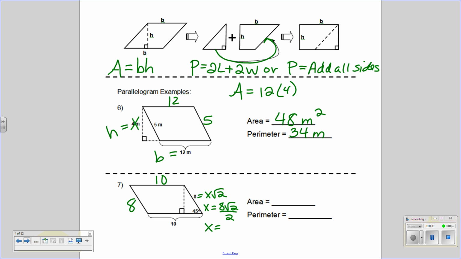So the shortcut, remember, is to take 8, if you've got a whole number, divide that by 2, and then put it on the square root of 2. So that would be the height of our parallelogram.